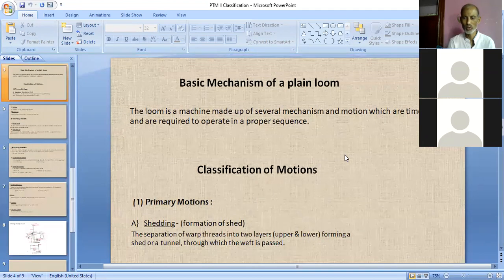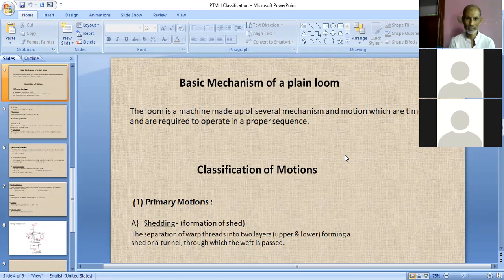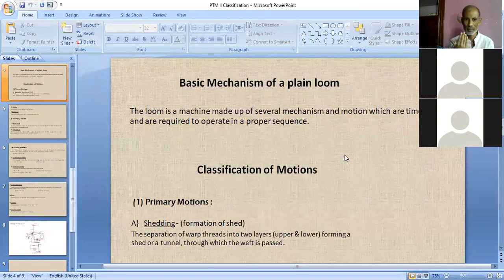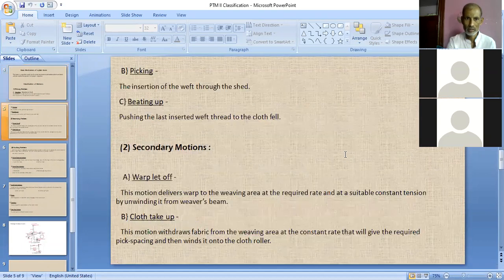Primary motions are the motions which, as far as importance is concerned, are the most primary. Their importance is the maximum if we compare all other motions. It means it is primary in importance. These are essential motions without which weaving is not possible. That's why they are known as primary motions, and they are further categorized into 3 categories. First, shedding, second, picking, and third, beating up.